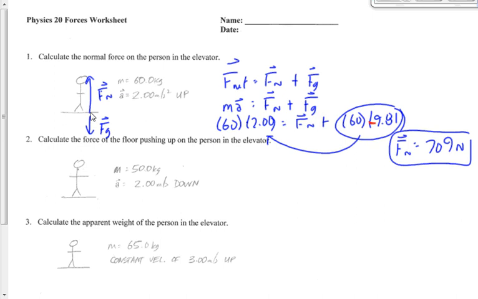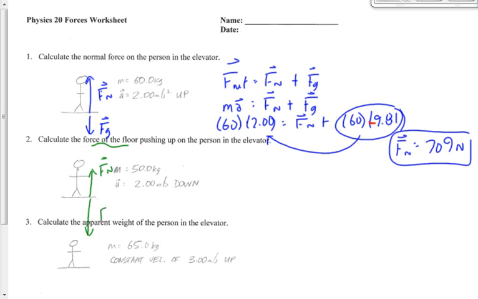Okay, 2. What's the force of the floor pushing up on the person in the elevator? This is the same question, isn't it? The force of the floor, the normal force. This time we have a normal force acting up. We have a force of gravity acting down. Is gravity going to be bigger or smaller than the normal force here? Bigger or smaller than the normal force? It's going to be bigger. How do you know that?